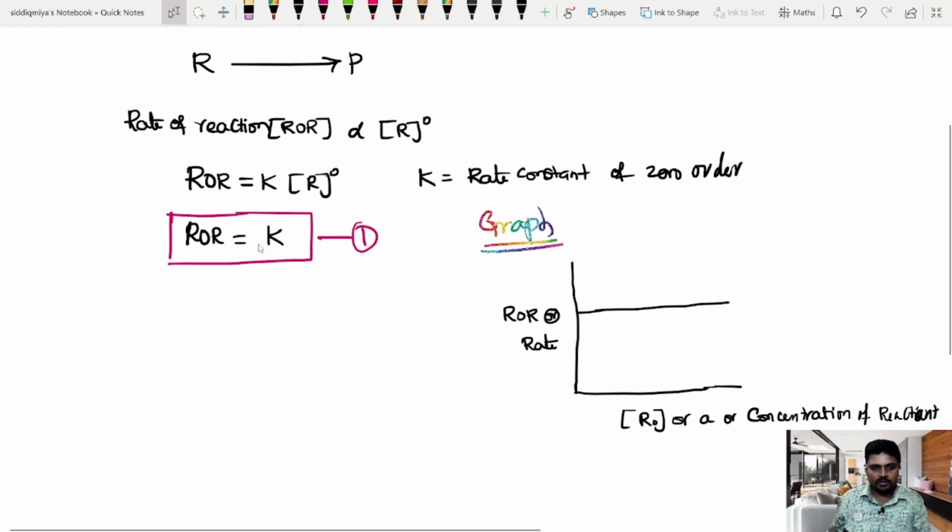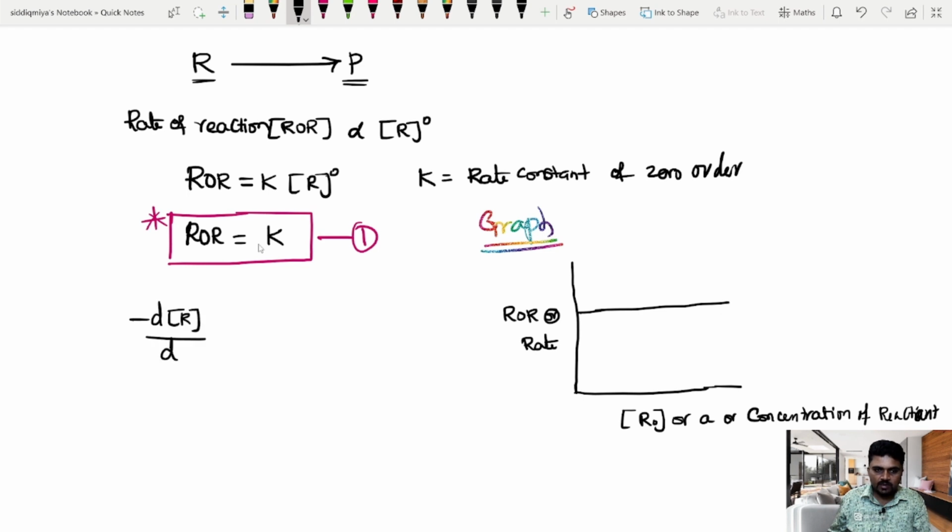So this formula you remember: rate of reaction is equal to K. Next we are going to see one question based on this. Now for this reaction, reactants are going to convert into products. Tell me, for this, what can we write for the rate of reaction? We have studied in the introduction of chemical kinetics that ROR is equal to minus dR by dt. Here rate of reaction is the decrease in the concentration of reactants, minus dR by dt, that is equal to K. So you can send this dt to the other side.